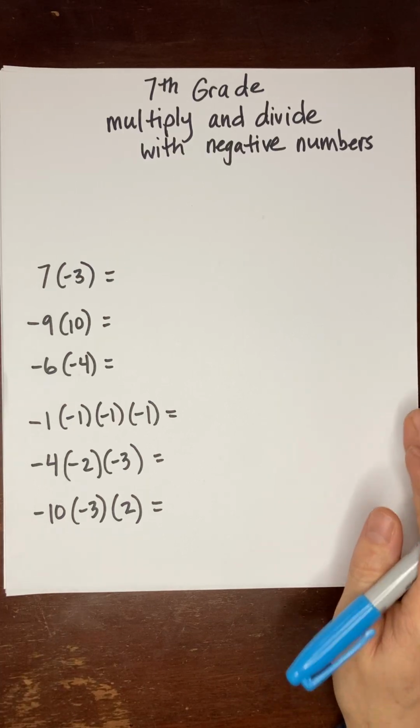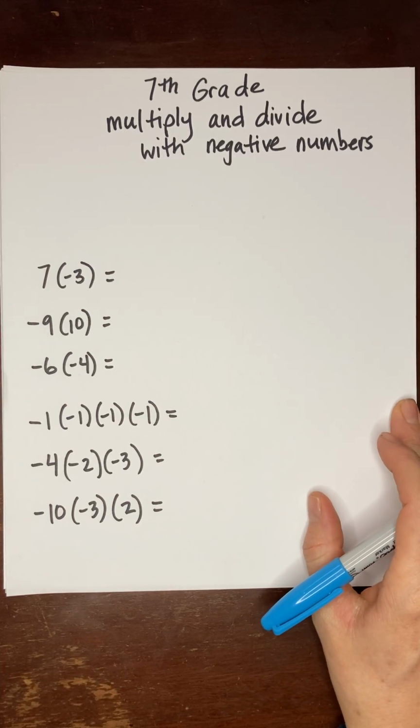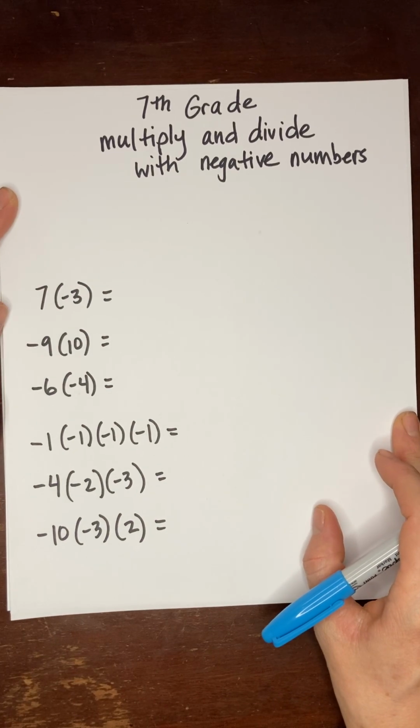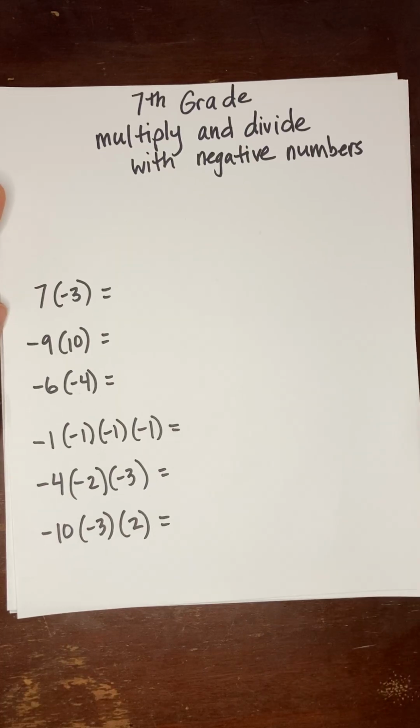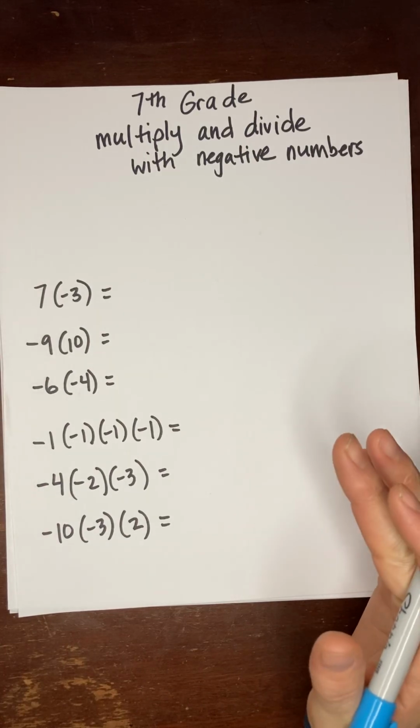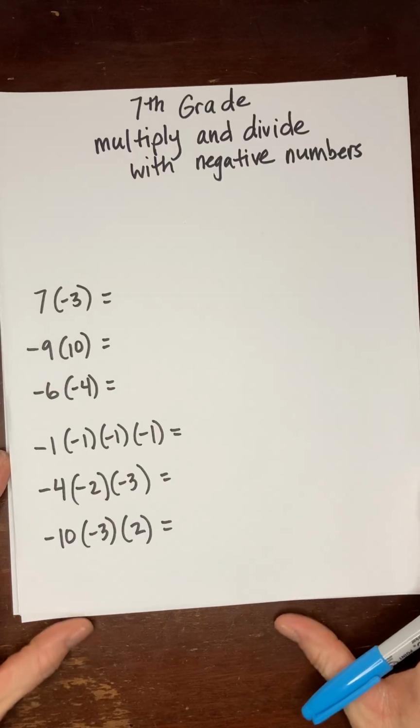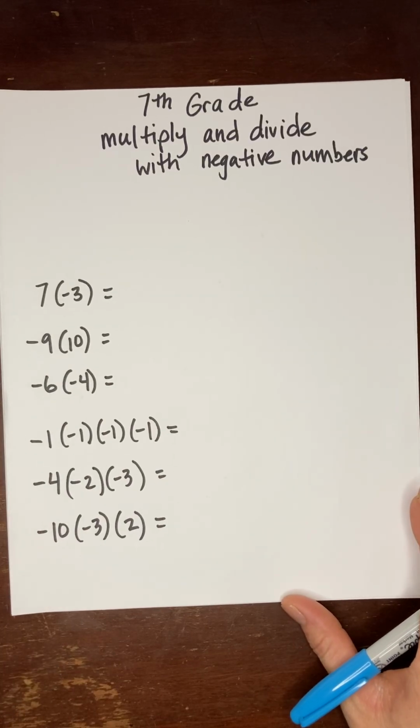All right, we're going to look at multiplying and dividing negative numbers. There's just a couple rules we need to follow. I'm not going to provide a proof here as to why these rules are true. I'm just going to show you how to apply them.